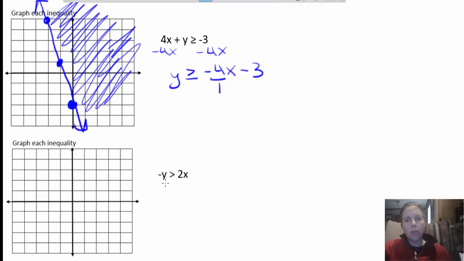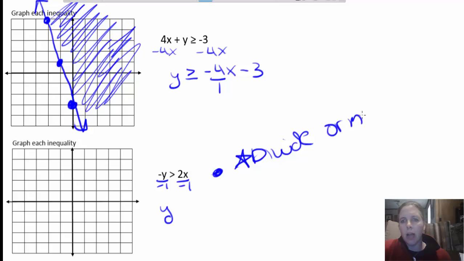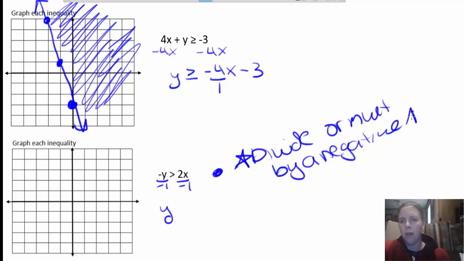Now here, we need to solve for y, and we have a negative 1 in front of that y. So we need to divide by negative 1, divide by negative 1. Remember our rule. When we divide or multiply by a negative, what do we do? We switch the sign. We switch the inequality sign.